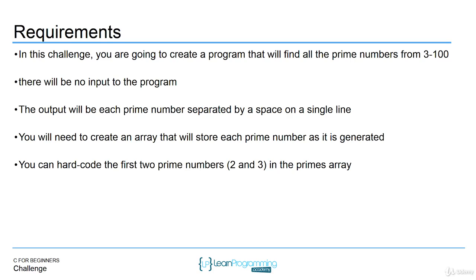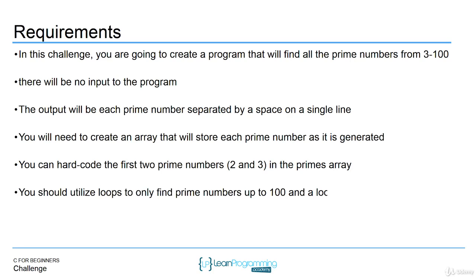So what I envision here is that you would create an array, you would name it primes, and you would just hard code the first two in there. And it's important to hard code them too because the algorithm that we're going to use to find prime numbers is going to compare for any other prime numbers. And I'll explain that in a second.